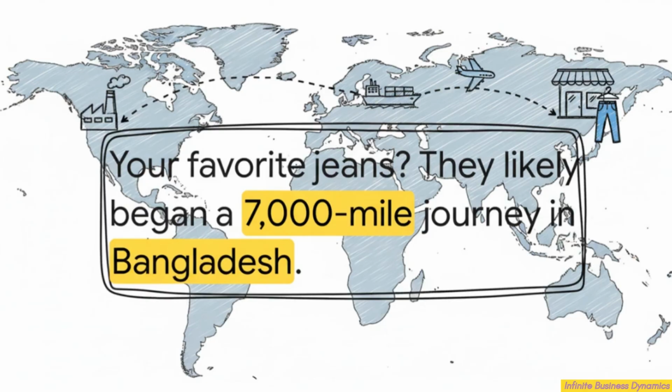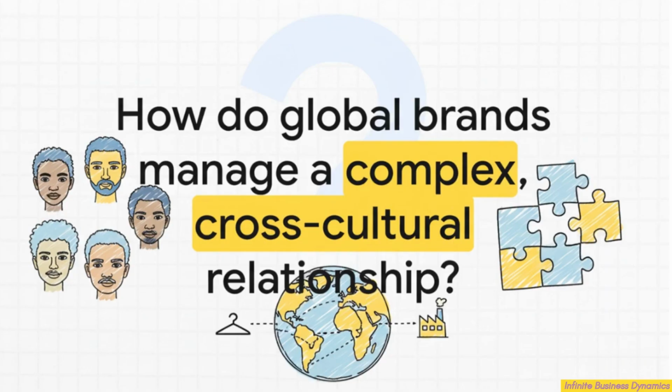And that really gets us to the big question, right? How on earth do huge global brands, think H&M or Gap, manage these massive cultural and economic divides to work with partners halfway around the globe? It's a seriously complex strategic puzzle.